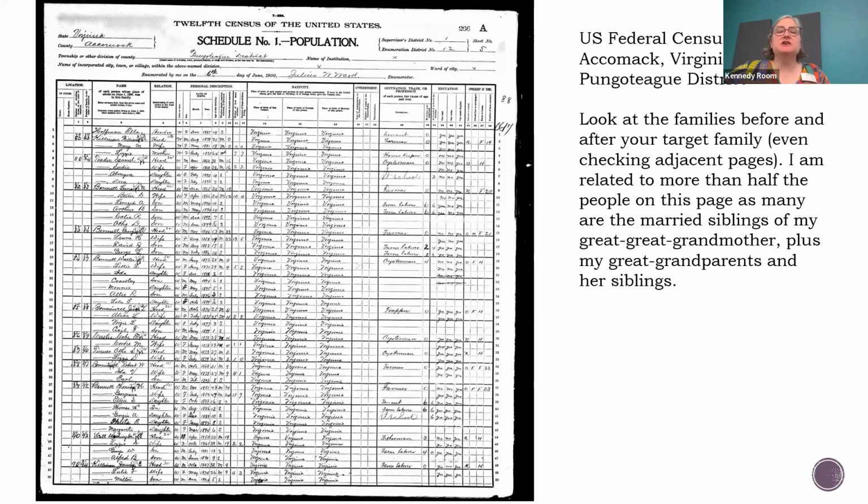So on this particular page, it has most of the married siblings of my great-great-grandmother, my great-grandparents, and her siblings. So I'm related to about two-thirds of the people on this page at a very close level. They were related to each other very closely. So it can be helpful to just keep your eyes open, because it can also save you time in your search, because you can flag it as, oh, this census page has this person, this person, this person, et cetera. You don't have to look it up every time you're researching every one of those people.